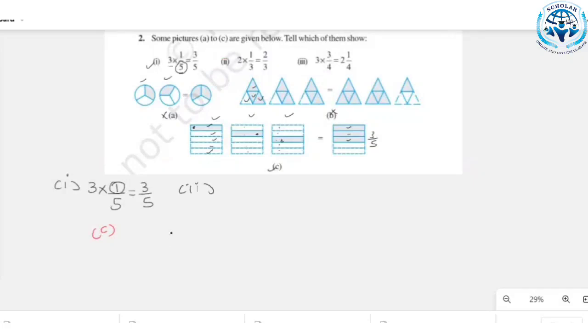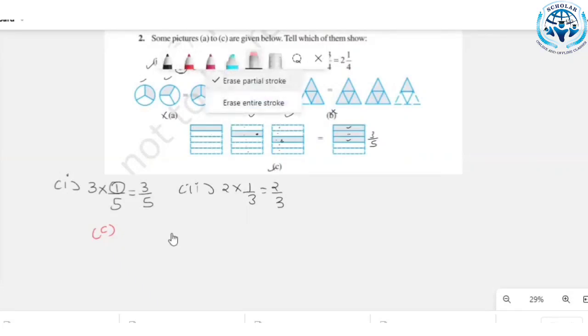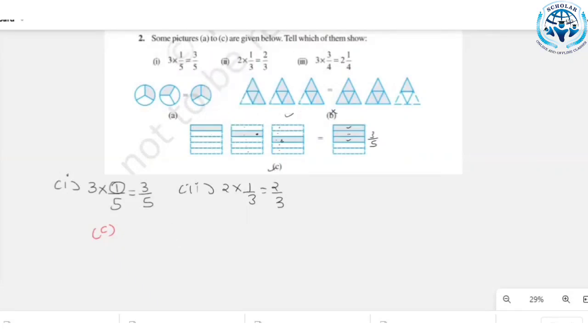In the second one, 2 into 1 by 3 is equal to 2 by 3. There are a total of 2 wholes, of which one is shaded in each whole. It is given in the A1, a total of 2 wholes and 1 shaded part in each. And the answer is 2 by 3. That means 2 parts are shaded.